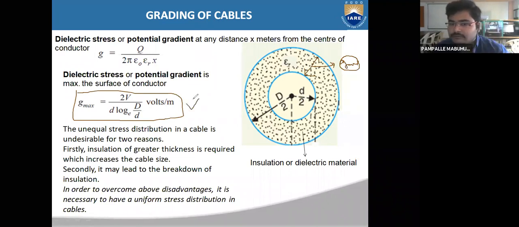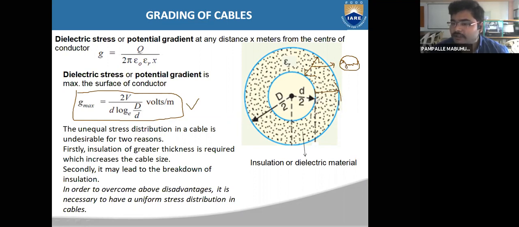Okay. So Gmax value at the surface of the conductor is 2V by small d into ln capital D by small d. Okay. So now, as I said, the potential gradient or dielectric stress will go on decreasing as you move from surface of the conductor to sheath, right? So that means you are having the unequal distribution of stress here.